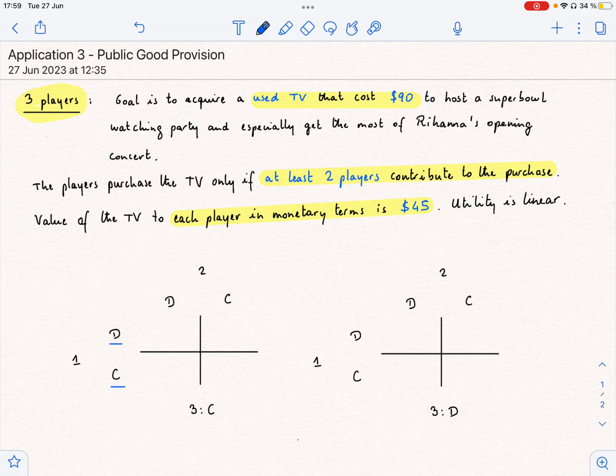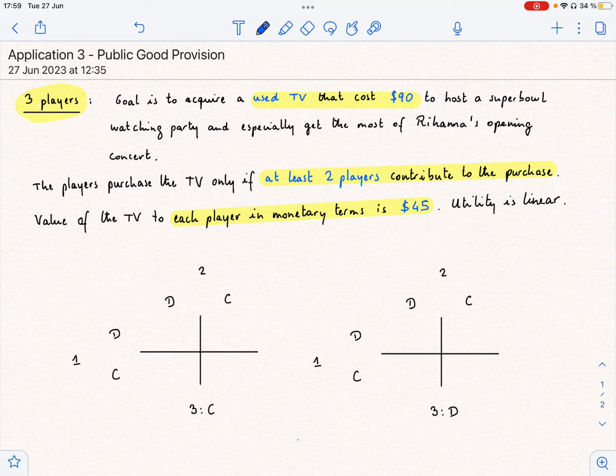And player 1 is going to be our row player. Player 1 can either defect or contribute. Player 2 is going to be the column player. Player 2 can either defect or contribute. And player 3 here is going to be our matrix player, in the sense that player 3 chooses to either play with the left matrix or the right matrix. Okay? If they play with the left matrix, they choose to contribute. If they play with the right matrix, they choose to defect. Okay? So let's compute the payoffs.